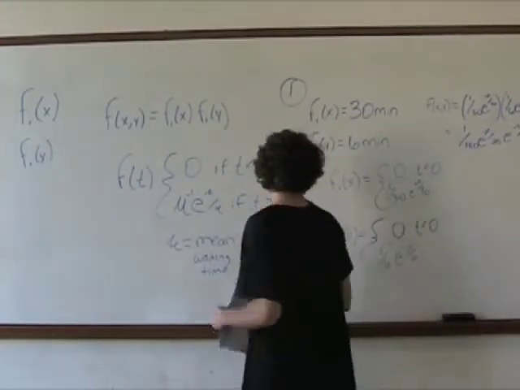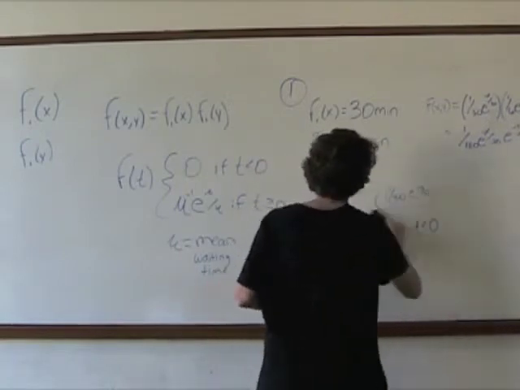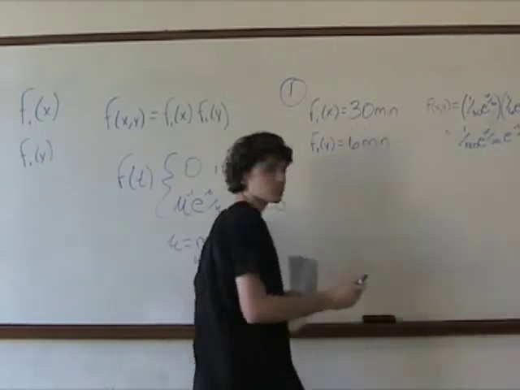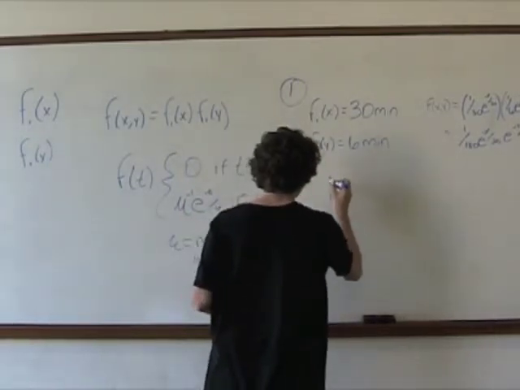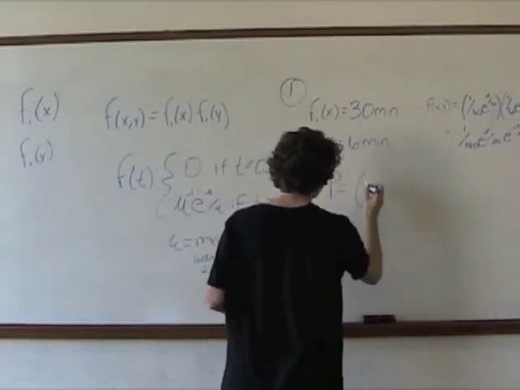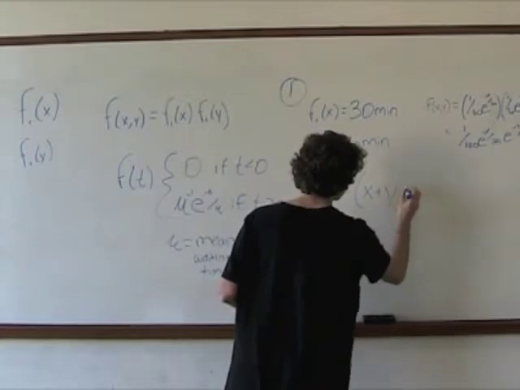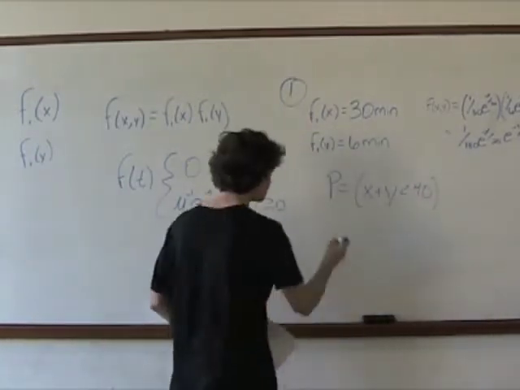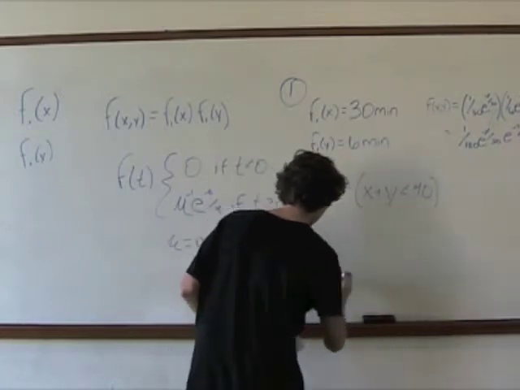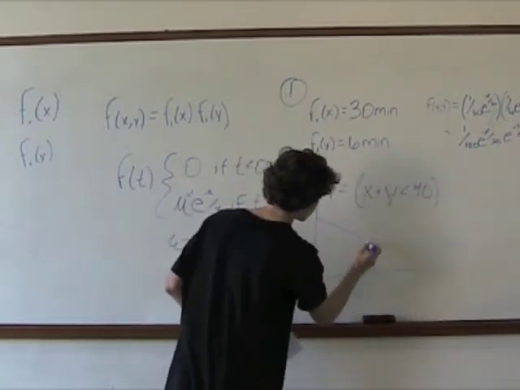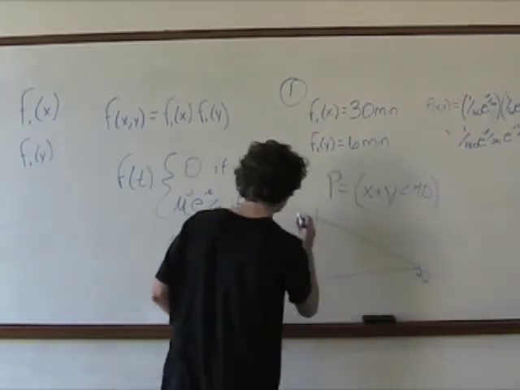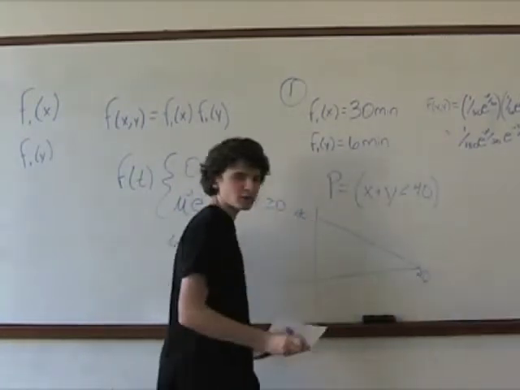So, we can denote the probability as this. Probability equals x plus y less than 40 minutes. Now if I were to graph this, it would look like a triangular plane, quite like this. And we can call this region D.